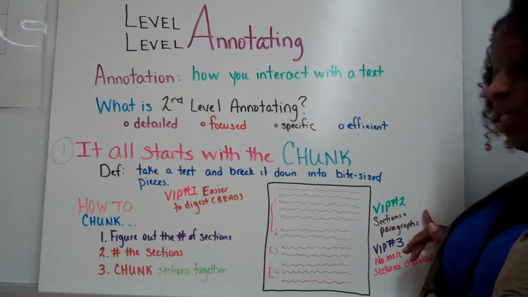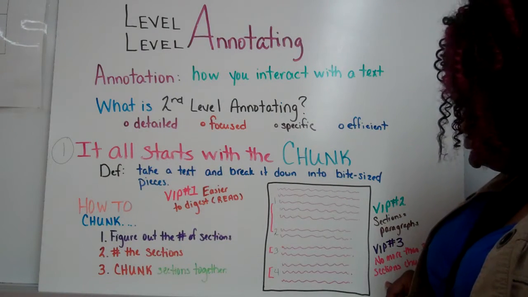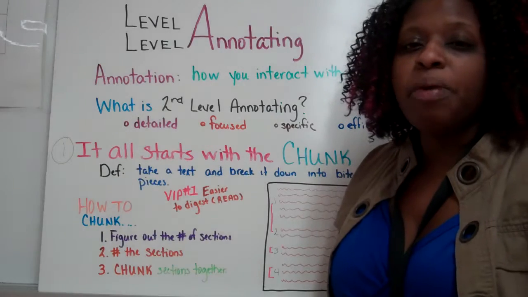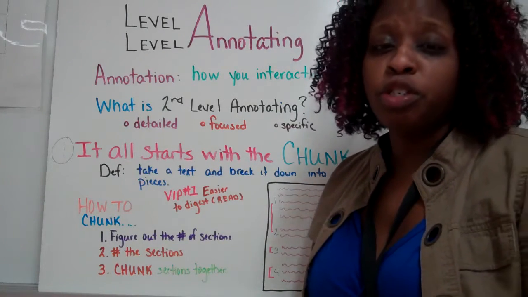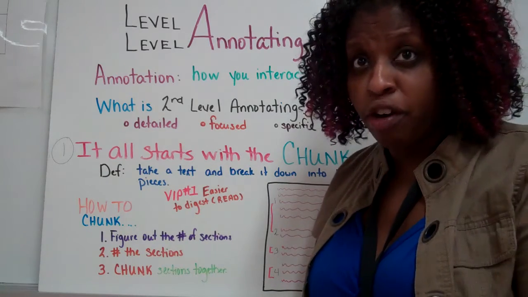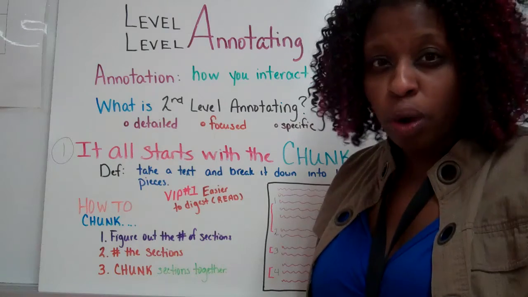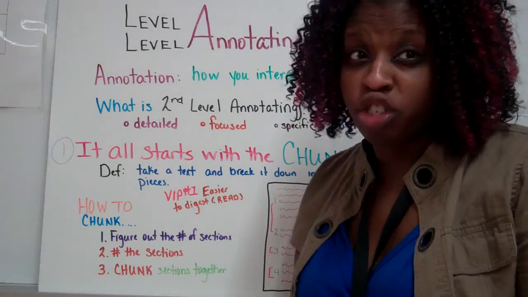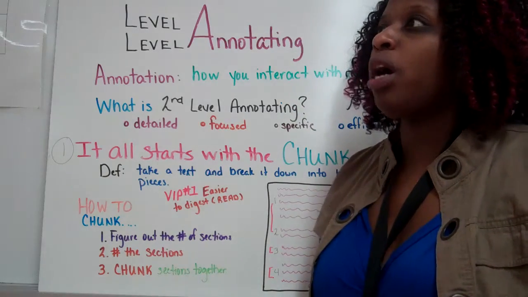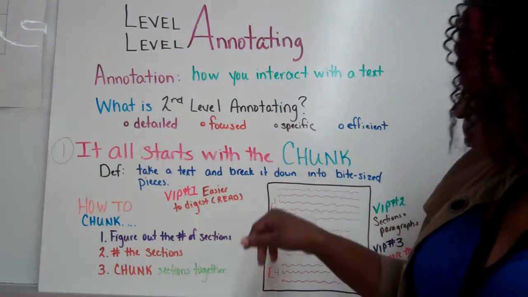So VIP number 2, sections equal paragraphs. VIP number 3, don't chunk more than 3 sections. So you may be asking, well, how do I know what to chunk? You chunk what you feel is good. If you think you can handle 3 paragraphs at a time, then chunk 3 paragraphs. If you have 2 short paragraphs, maybe chunk them together. Or if you have 3 short paragraphs, chunk them together. If you have 1 big, long paragraph, leave that one by itself.